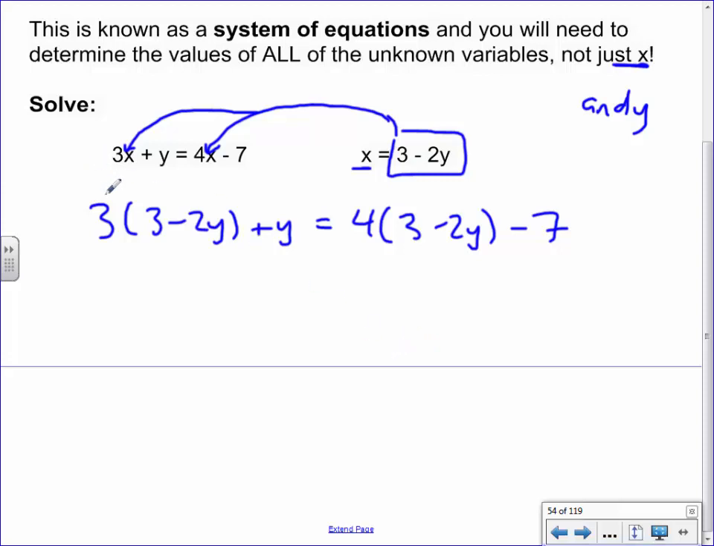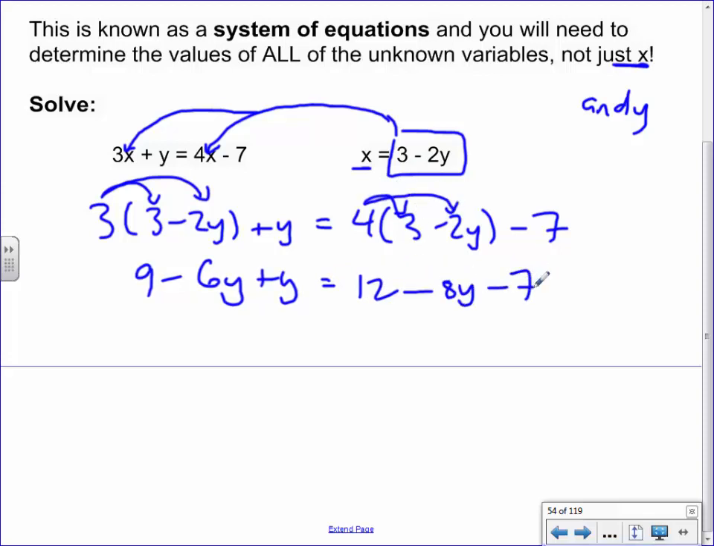Okay, FOIL everything that's here. So 9 minus 6y plus a y, and then that's a 12. That's a minus 8y minus 7. Then assess. Are we solving something linear or quadratic? Okay, because they solve different ways.